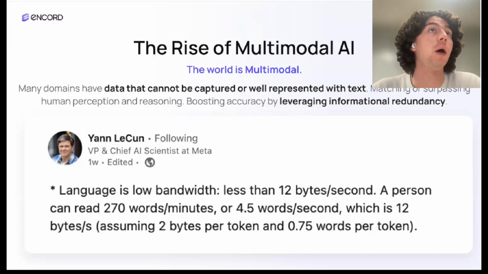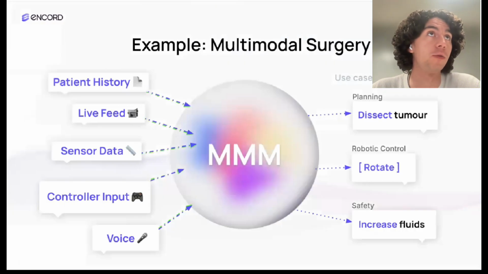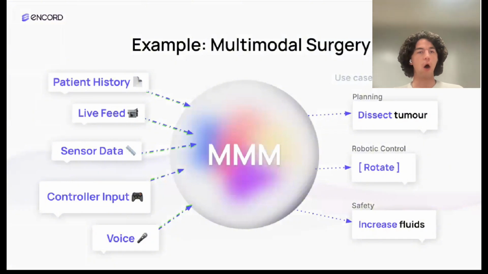And so maybe let's zoom in on one of these. If we're looking at a specific example for a vertical, why is this multimodal context interesting?